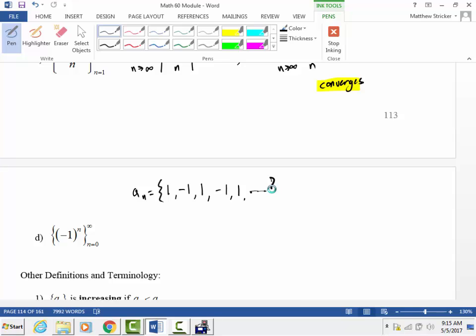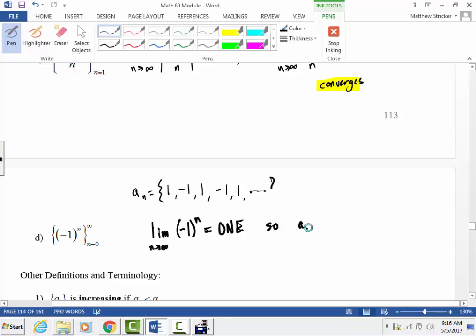Does this limit exist? No. It's hopping back and forth, jumping. So in this case, the limit of -1 to the n as n approaches infinity does not exist. So A sub n diverges.